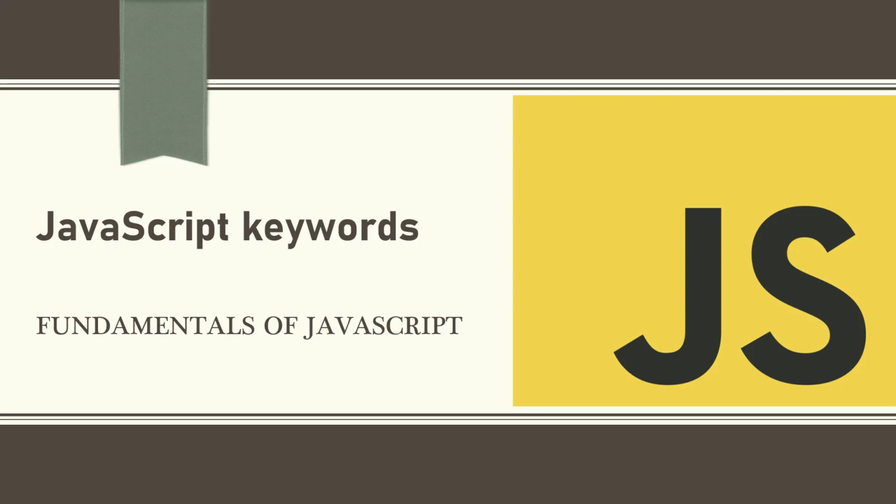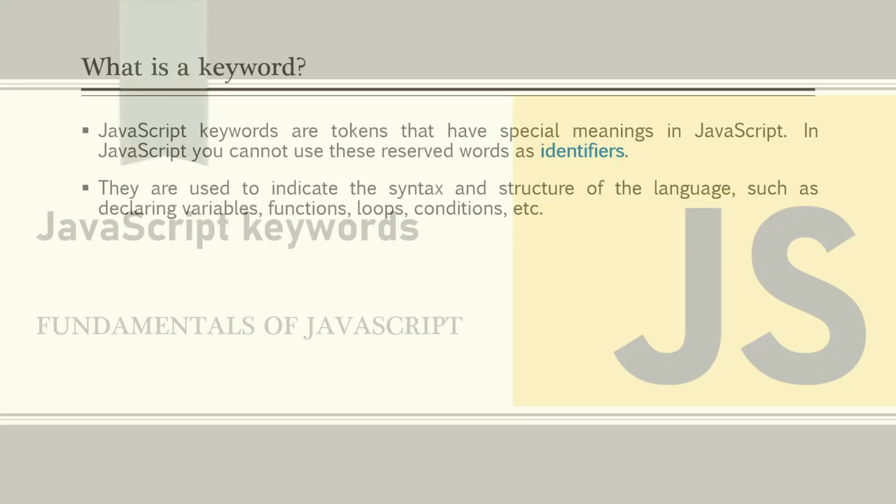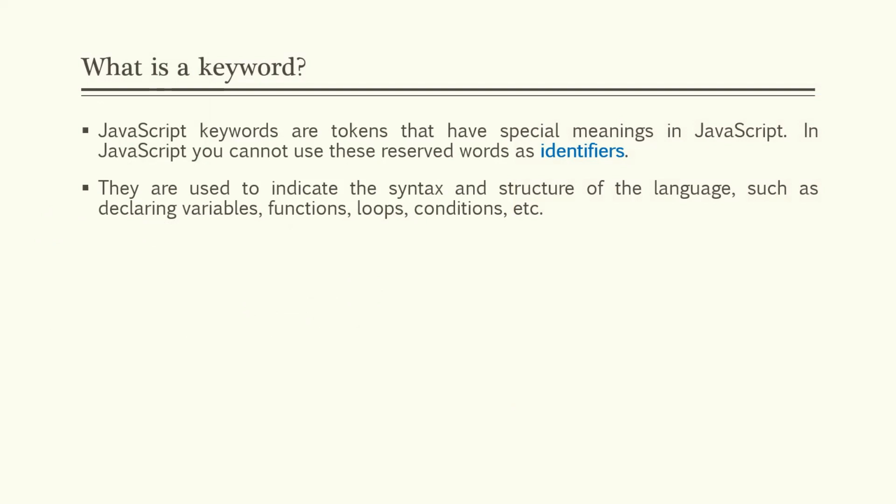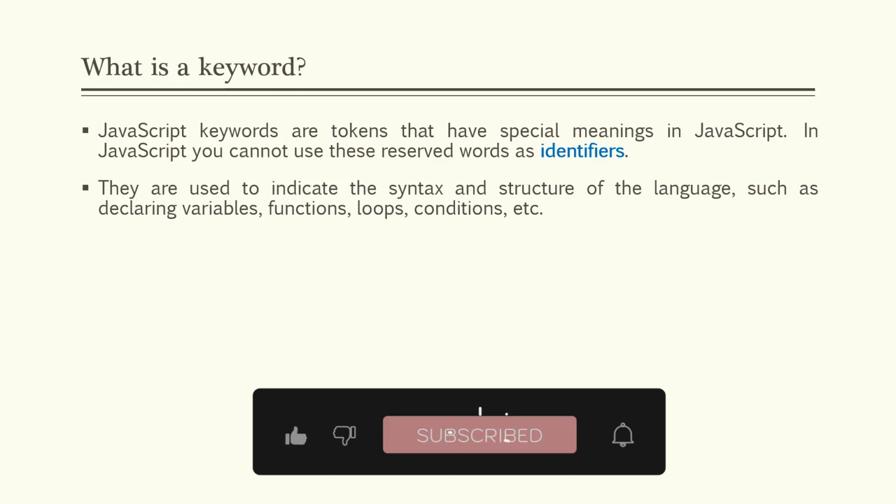Keyword is the fundamental aspect of any programming language. So let's understand what exactly is a keyword. JavaScript keywords are tokens that have special meanings in JavaScript. In any leading programming language like Java, C, C++ or C#, you will have a set of well-defined keywords available. So what exactly do these keywords do?